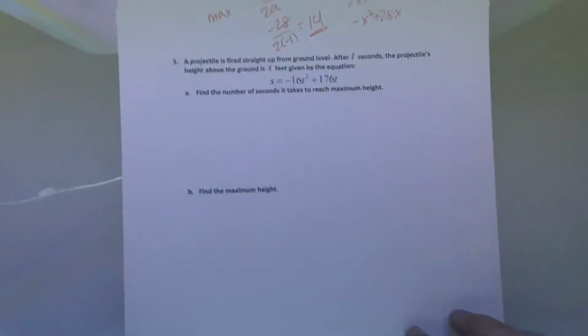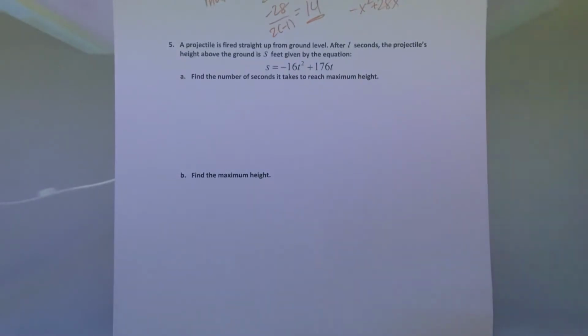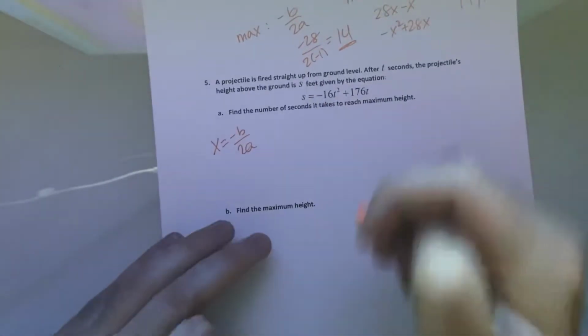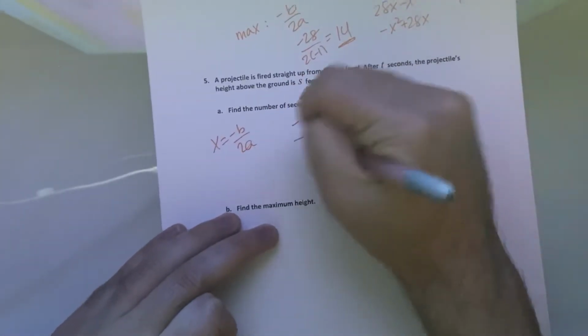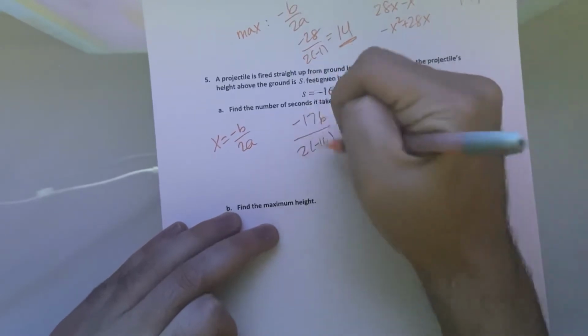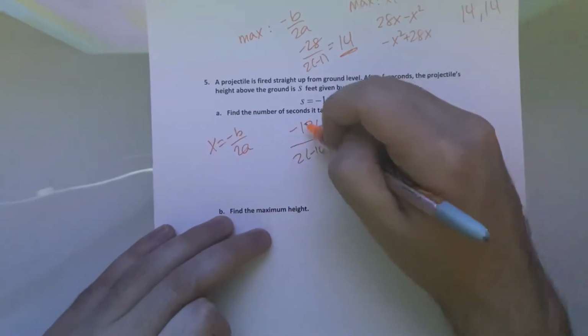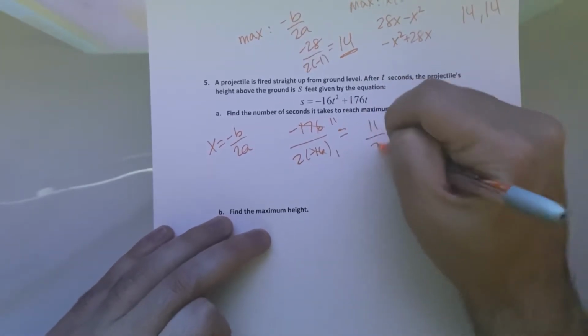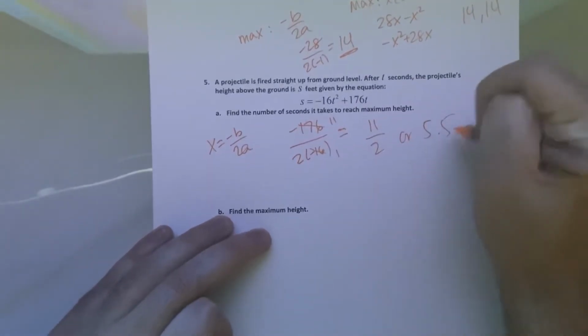Now, I know you're probably tired of the projectile problems after chapter 1, but we can do more here. A projectile is fired straight up from ground level. After t seconds, the projectile's height is s equals negative 16t squared plus 176t. Find the number of seconds it takes to reach maximum height. So again, this is another x equals negative b over 2a problem. So that's negative 176 over 2 times negative 16. Negative over negative is positive. This reduces to 11 over 2. So it's 11 halves, or 5.5 seconds.